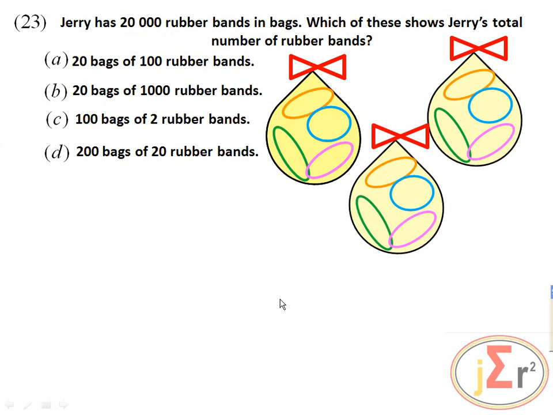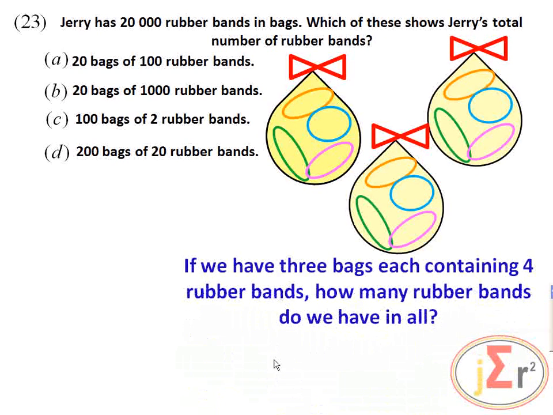So what do we have here? If we have 3 bags, each containing 4 rubber bands, how many rubber bands do we have in all? We have 3 bags containing how many rubber bands? 4, 12. Alright, so we have 12 rubber bands. Let's see how we could work with that.